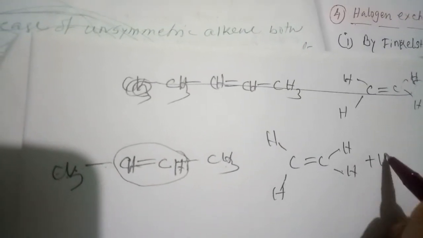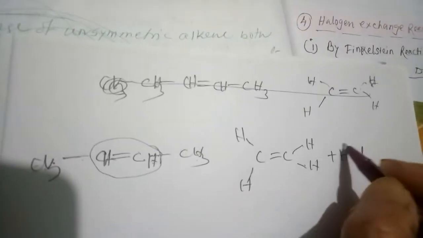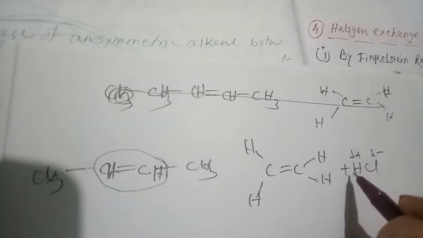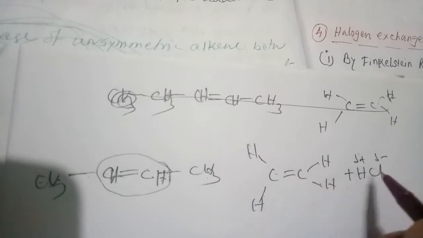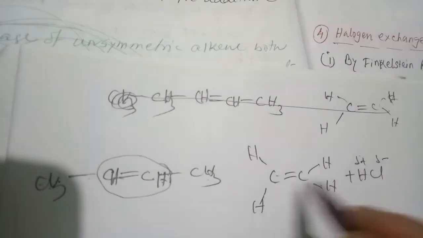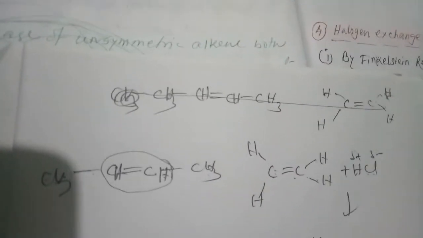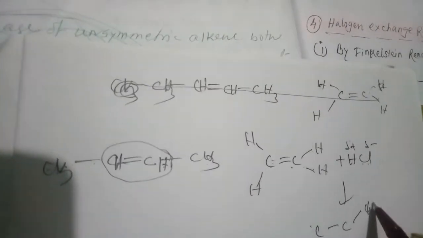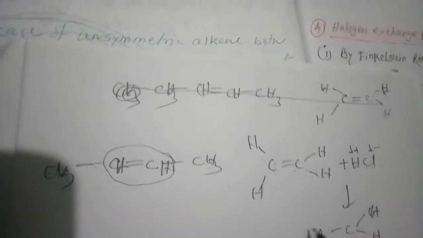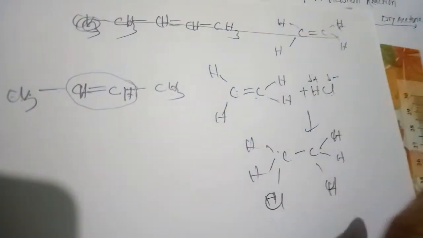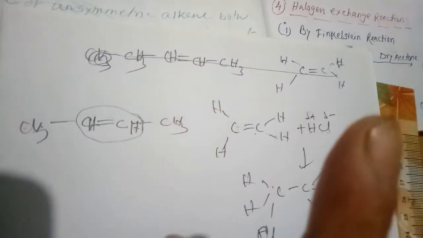Whenever the hydrogen halide HCl is added here, the hydrogen has a partial positive character and the chlorine a partial negative character. This can go to any carbon atom, this carbon atom or that carbon atom. It will form the product with Cl on either carbon. There is no problem whenever the addition takes place.